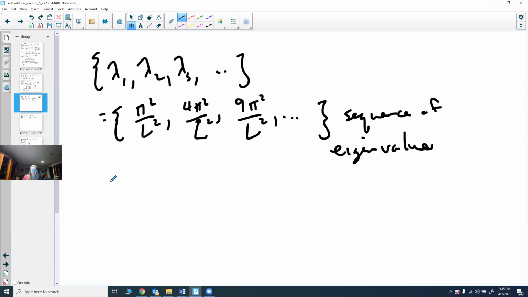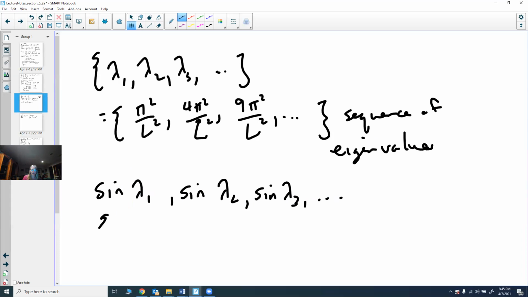Then if I look at my function that I was dealing with, I had the sine of alpha 1, the sine of alpha 2, the sine of alpha 3, and so forth. So think of this as the sequence of sine of pi squared over L squared, and I'll put that in parentheses, just to make sure I've got it there.